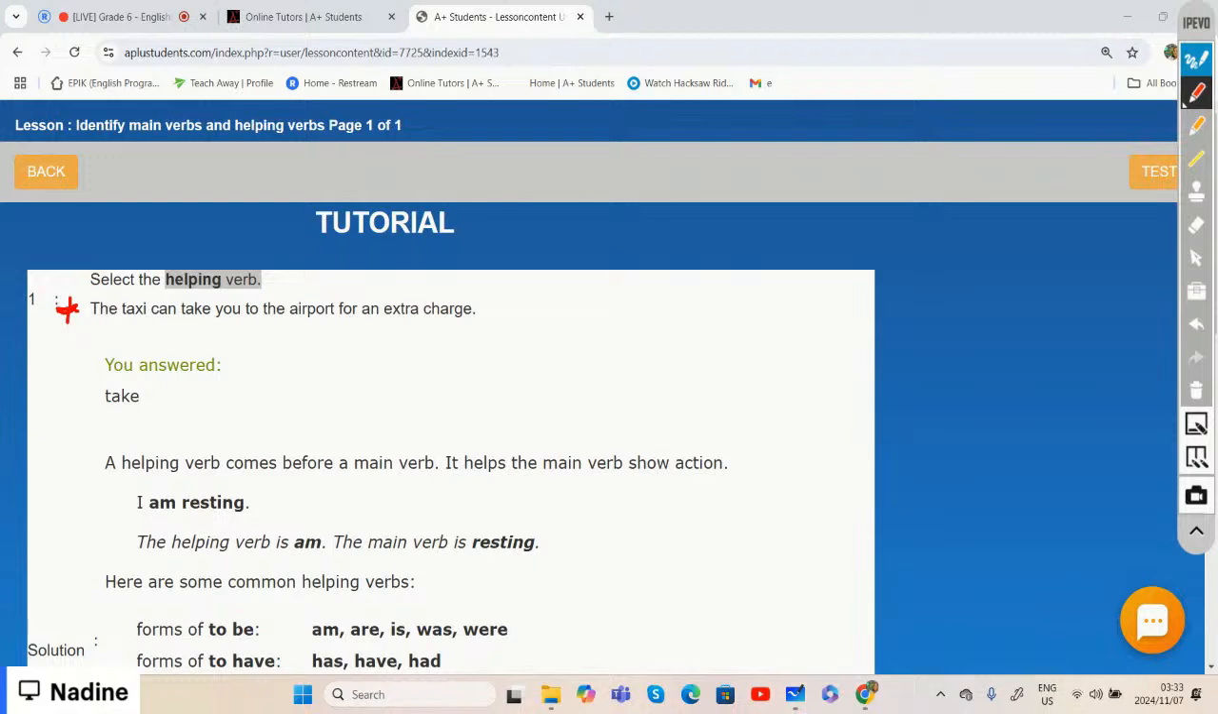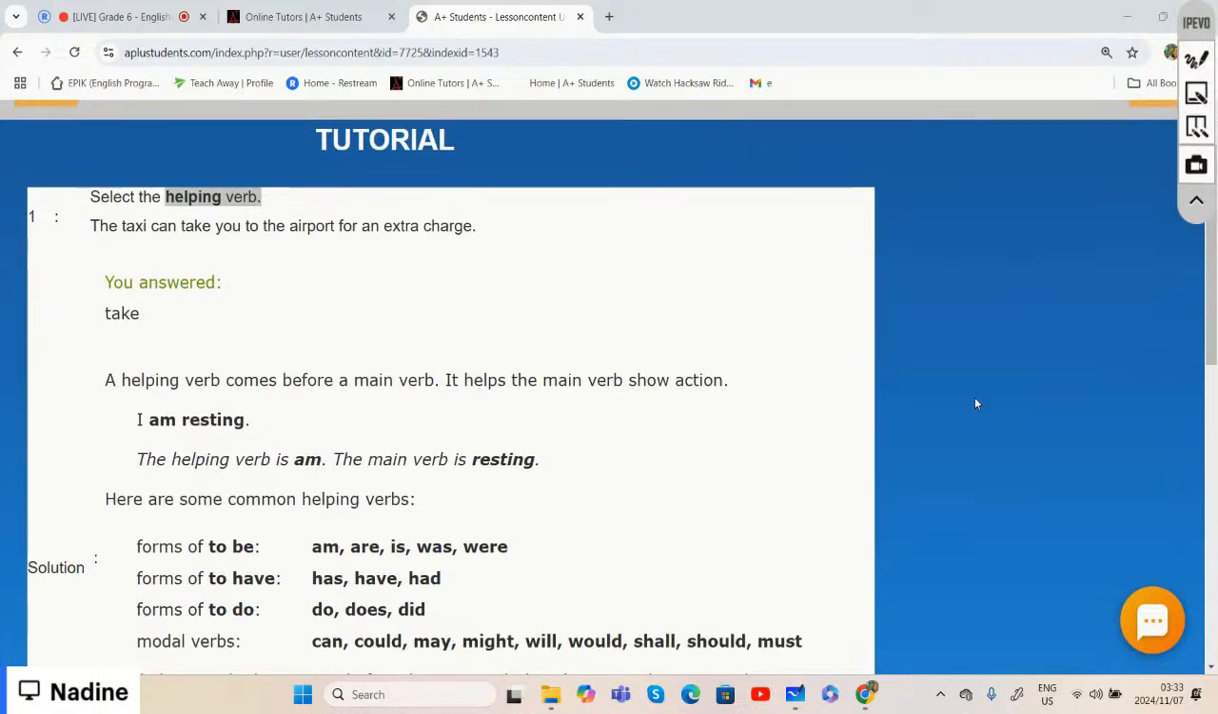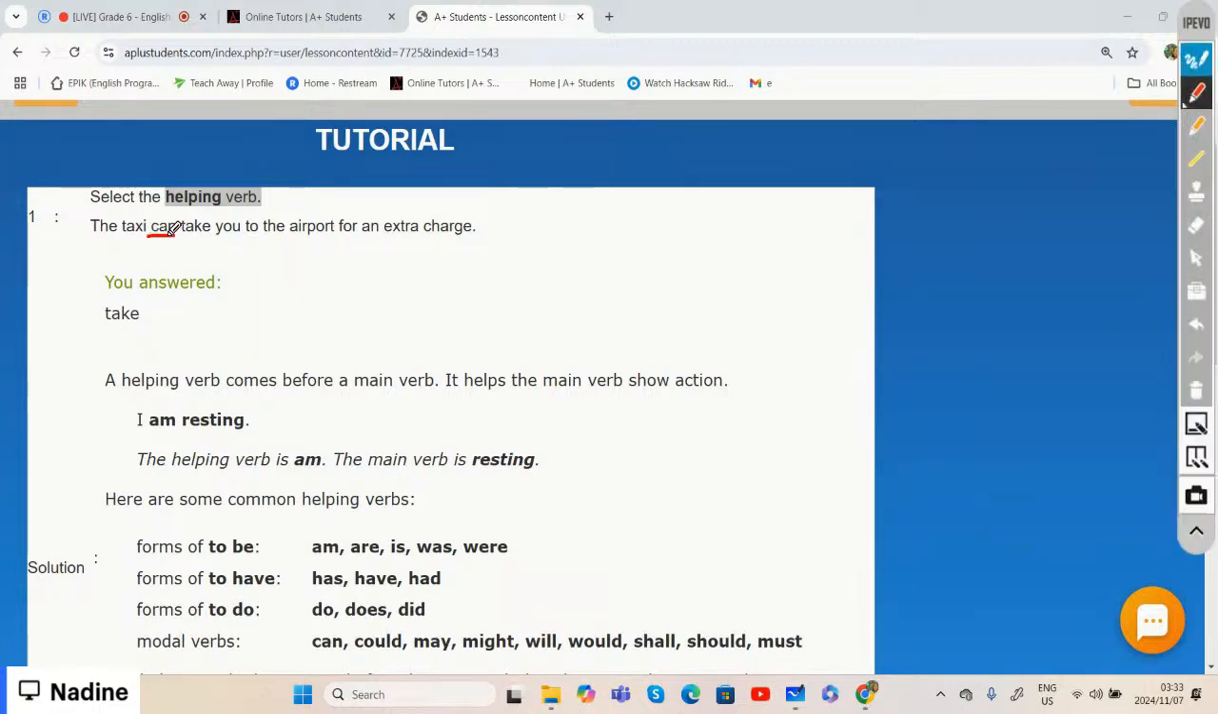And if we were to select the helping verb, then we would say the helping verb is... remember, the taxi can take you to the airport for an extra charge. So it will be can. That's our helping verb. Can take.